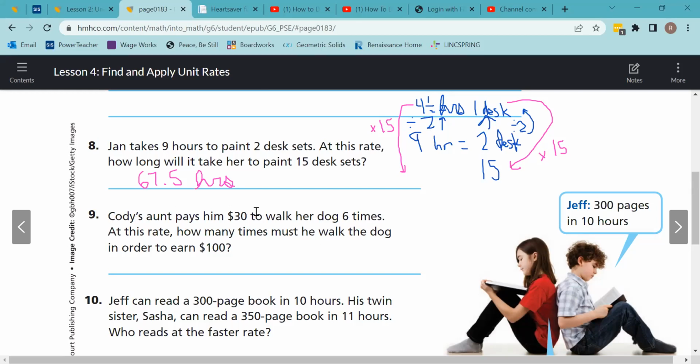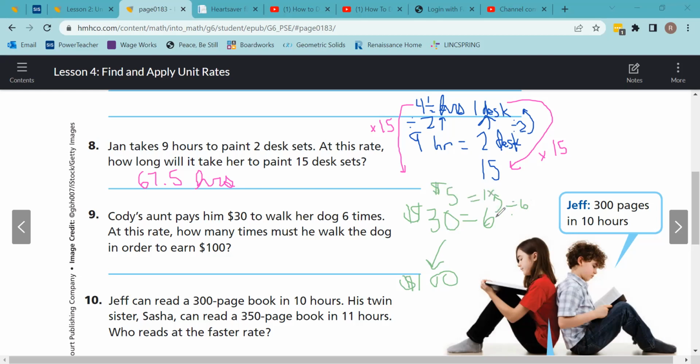Number 9, Cody's aunt pays him $30 to walk her dog 6 times. At this rate, how many times must he walk the dog to earn $100? This is a legit question. So again, I'm going to write my little ratio here. $30 equals 6 times. At this rate, how would you get up to $100? Well, let's figure out how much he gets paid for one walk. How do you get from 6 down to 1? Divide by 6. Do the same to your 30. And it looks like he gets paid $5 every time he walks the dog.